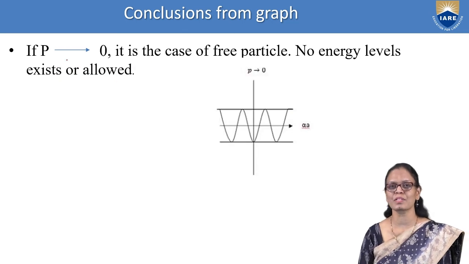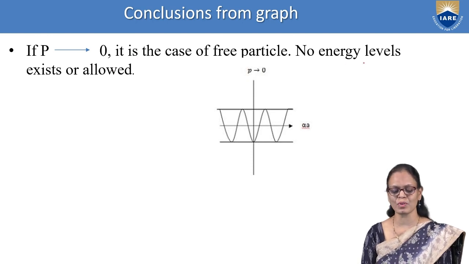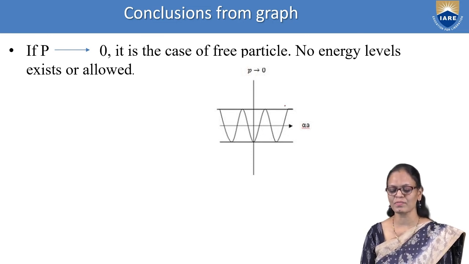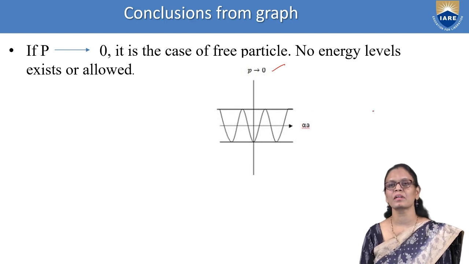Now when P tends to 0, it is a case of a free particle. So when the value of P is equal to 0, it is a free particle, which means no energy barrier, means no discrete energy levels are allowed. Then what happens? You will have something continuous. So when P tends to 0, you will have a continuous wave.